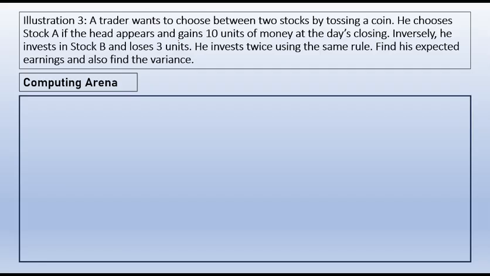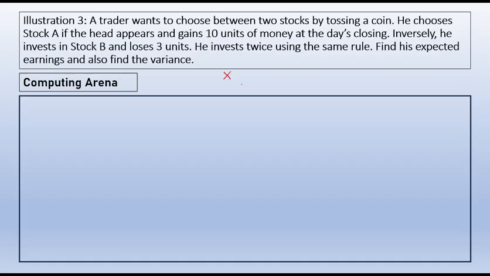So like the previous case where three dice were thrown, here also this experiment is repeated twice. The rules remain the same. Now stock A or stock B is not important. Let us see what the values of X are. Let X be a random variable which represents his earning.